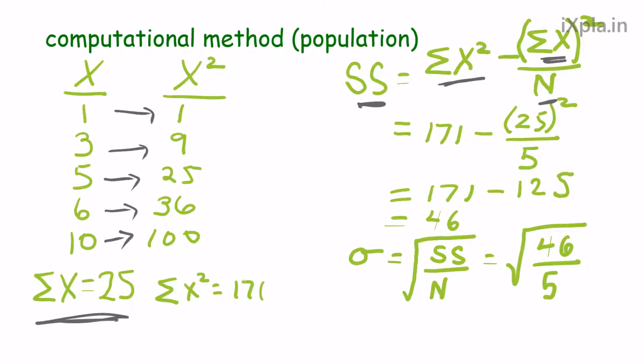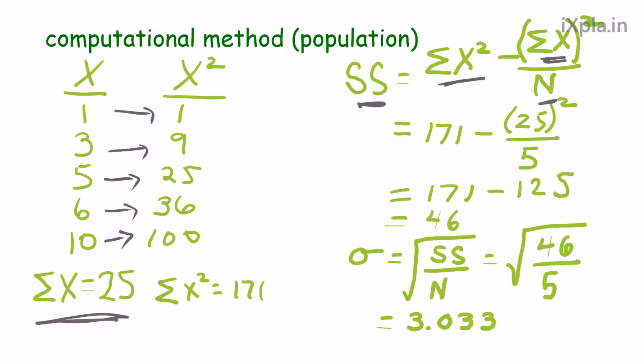Okay. And of course, we're going to get the same answer we got before, 3.033. Now, this is the computational method.